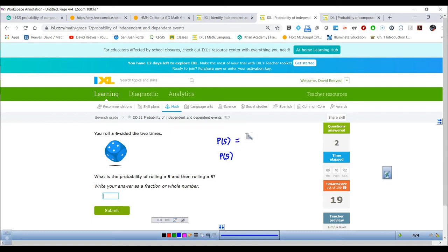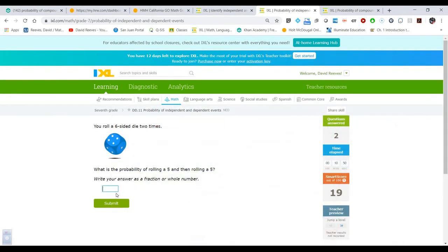The probability of getting a 5 the first time is 1 out of 6. The probability of getting a 5 the second time is also 1 out of 6. And we're not going to add, we are not going to subtract, we are not going to divide, we are going to multiply. And 1/6 times 1/6, ladies and gentlemen, boys and girls, is 1/36.